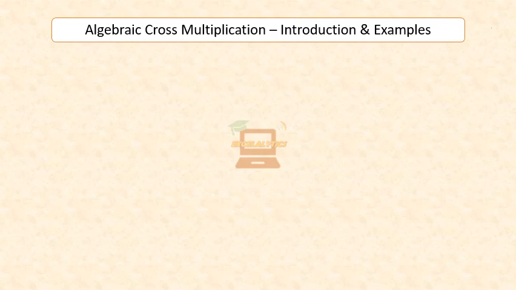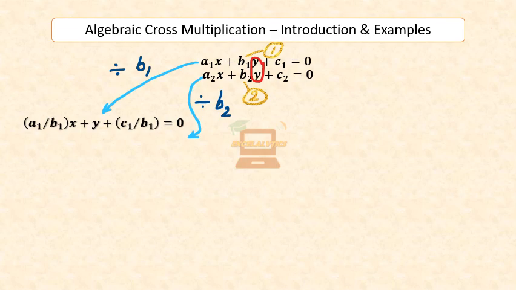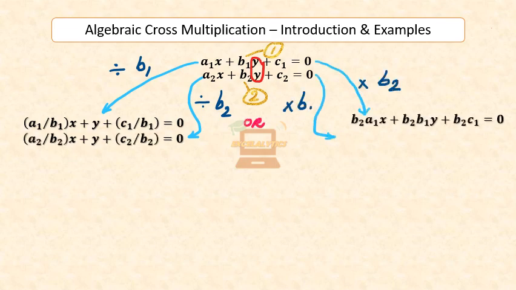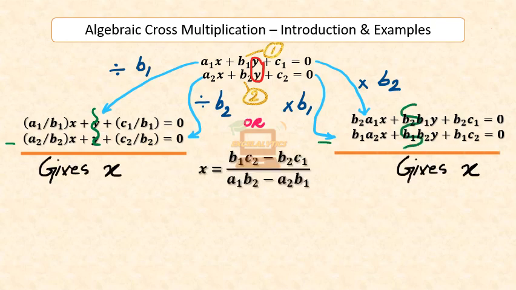To understand cross-multiplication, let us again write the general form for the pair of linear equations in two variables. Please recall that, if we have to solve, let us say, eliminating y, we can either do that by dividing the equations by coefficients of y, or by multiplying each of the equations with coefficients of y from the other equation. In both the cases, with the resulting new pair of equations, on solving by eliminating y, we will get the value of x as x equals (b1 c2 minus b2 c1) by (a1 b2 minus a2 b1).